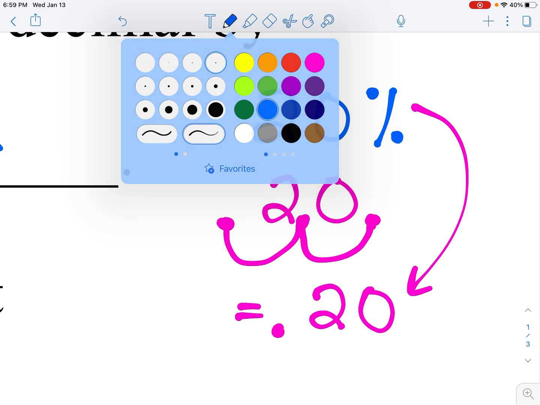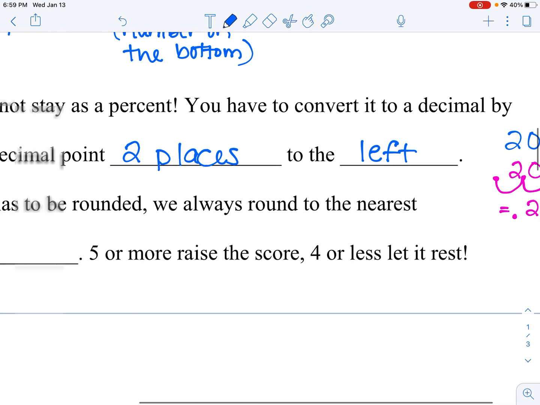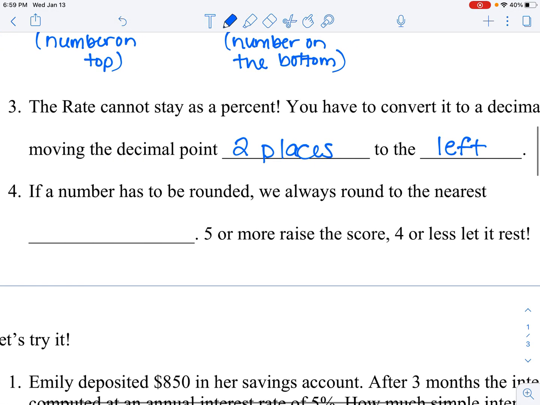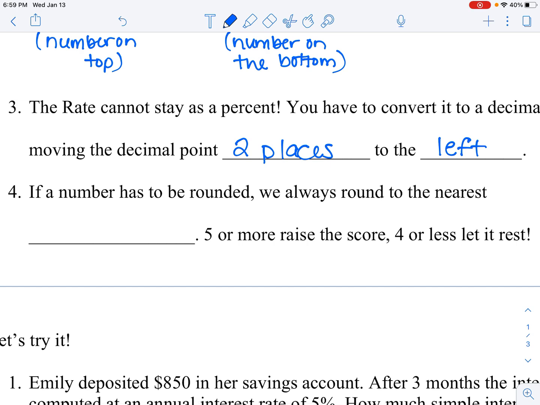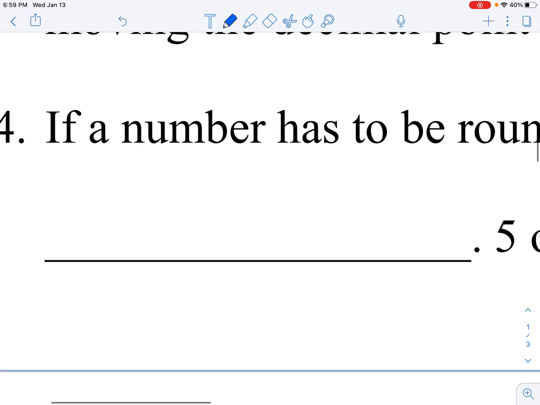All right, back to our review. Number 4, last one. If a number has to be rounded, we always round to the nearest hundredth.